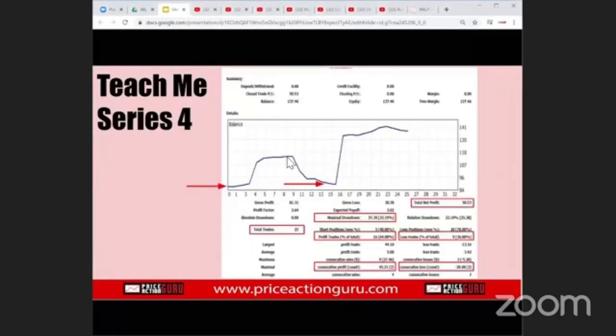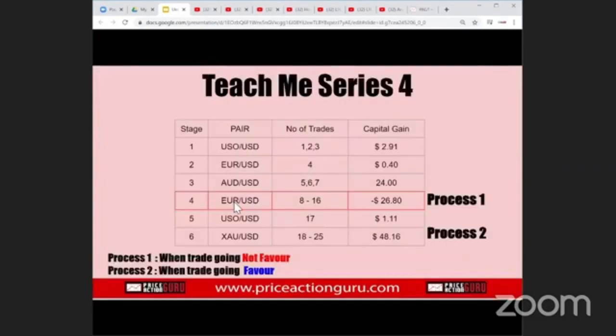Once I'm at this stage, my psychology changed because I'm no more using my capital. I'm using the market's money. Since I'm using the market's money, I took advantage and risked more on the Euro USD, which is trade number 8 to 16. How much risk did I take?